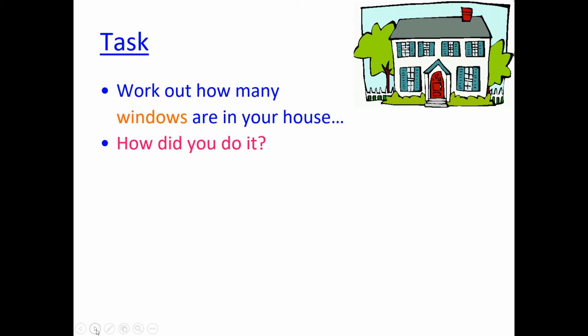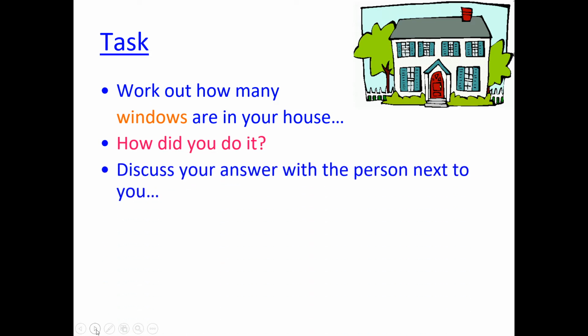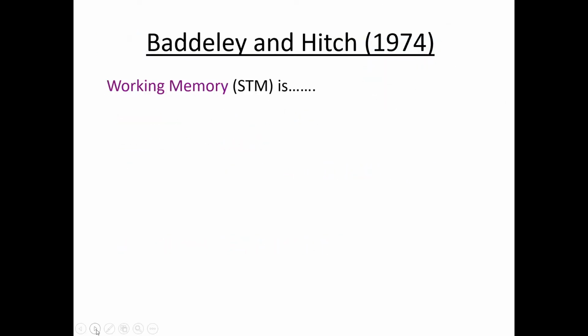How did you work out how many windows are in your house? You can't discuss your answer with the person next to you. So just think about what you actually did. What mental process did you go through to count the windows in your house? And this relates to the working memory model. So what is working memory? Have a little research moment here. Have a little look, find out, tell me what is working memory, not the working memory model, but just what is working memory.